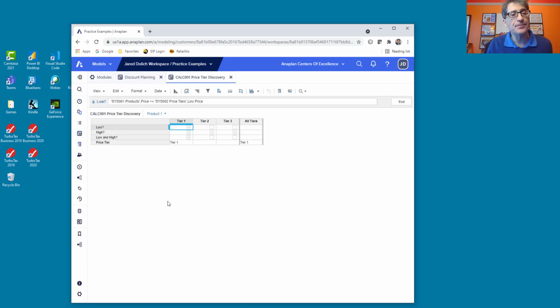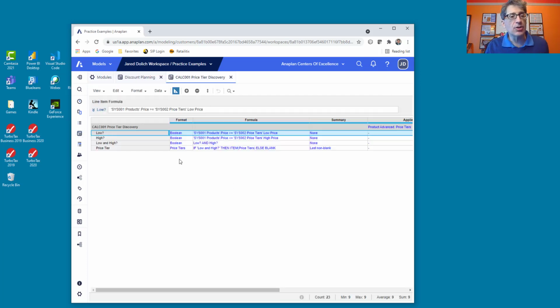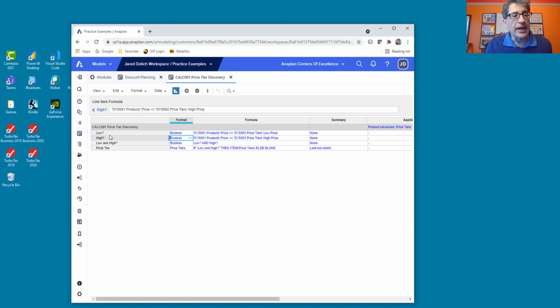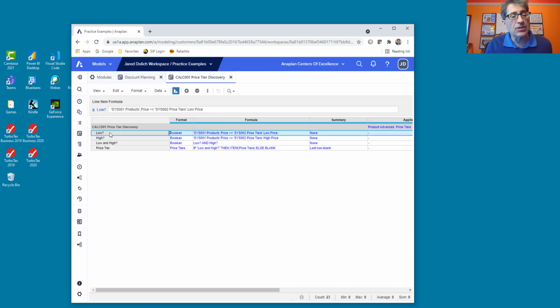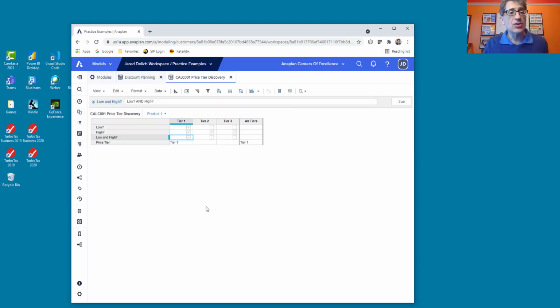Let's open that up. And let's start in blueprint. So we have four line items. We have, is the price that we just looked up above the low price? Is it below the high price? And is it both of them? Right, so let's open that up and see what that actually looks like. So what it's doing is it's saying, look up product number one. And we know product number one is $7.99, right? So $7.99, yes, that is above the low, which is zero for tier one. And all of them are checked off because everything's above zero.